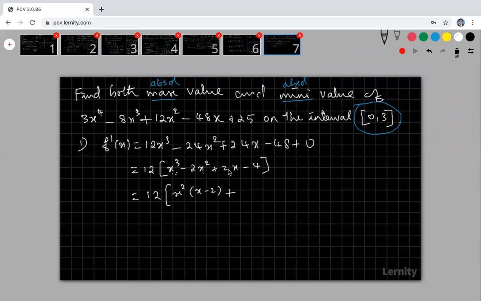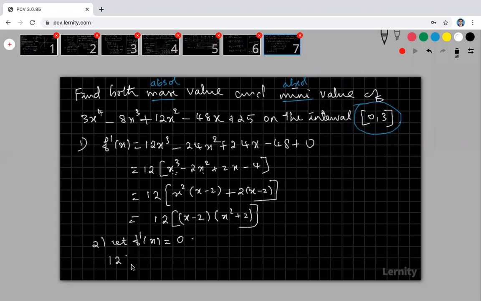In the other two terms, 2 is common. Take it outside, I will get x minus 2. In these two terms, x minus 2 is common, so take x minus 2, and the remaining is x square plus 2. Are you okay? This is our factorization. Now come to f dash of x equal to 0.